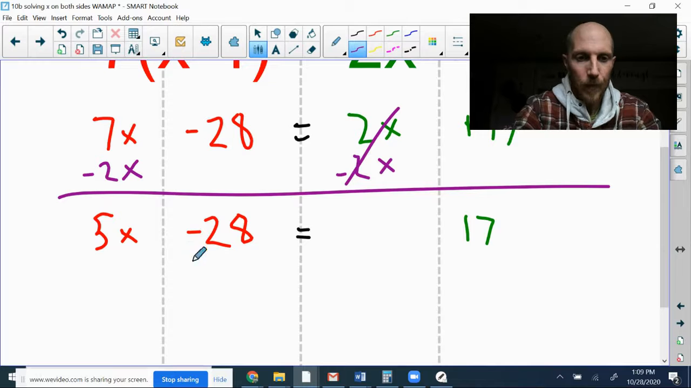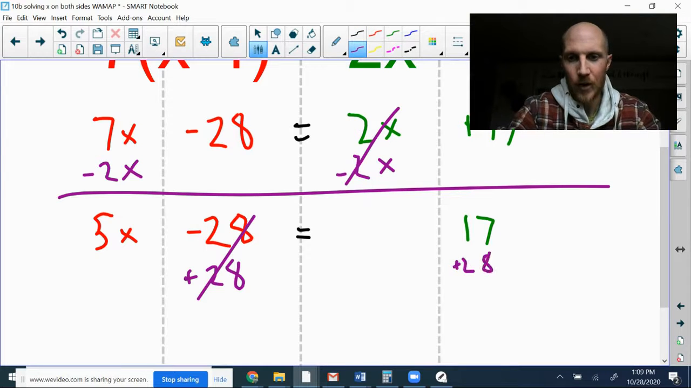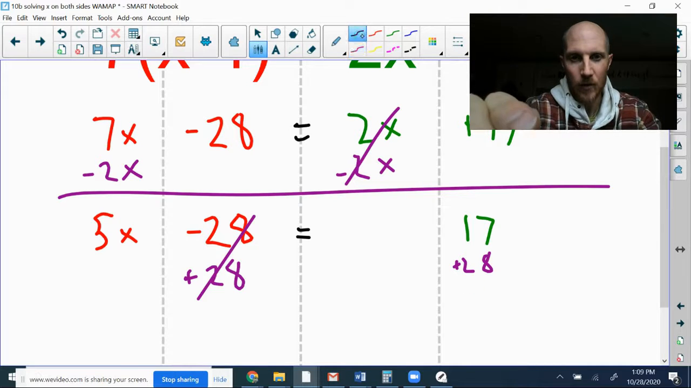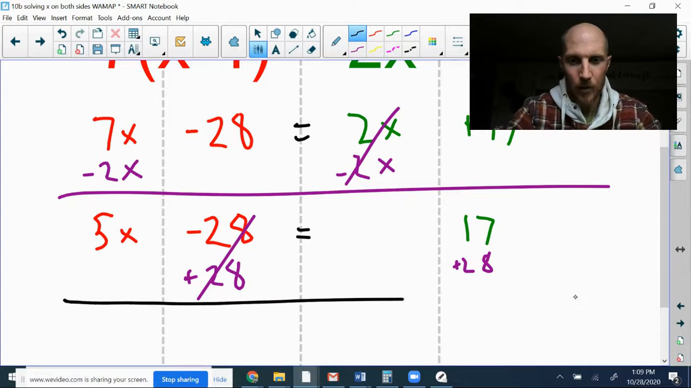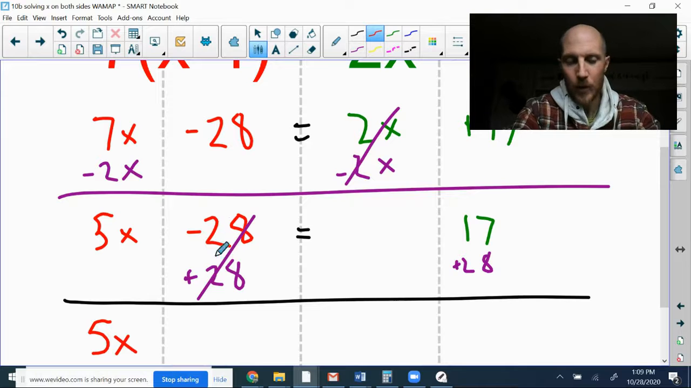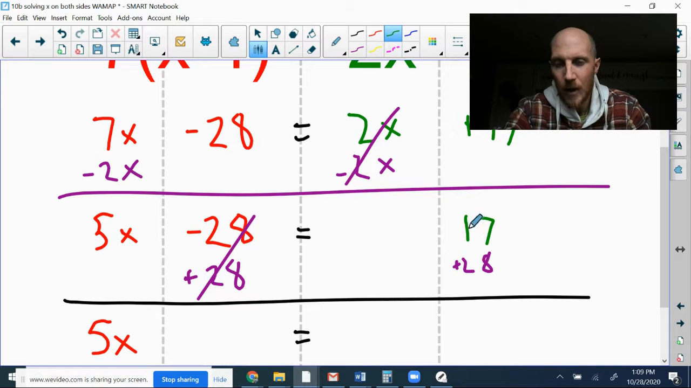Next step. Get rid of the numbers. I want to get the x by itself, so I want these constants to go away. Add 28. Do the same thing on the other side. Keep it lined up in the constant column. Numbers go with numbers. We don't get x's and constants mixed up in the wrong columns. Okay, so the first column, 5x, comes straight down. Second column, negative 28 plus positive 28 is 0. I'm going to leave it blank. Equal sign. And then the blank column is going to stay blank. And 17 plus 28, that's 45.